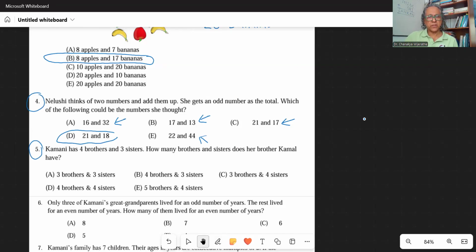Kamani has 4 brothers and 3 sisters. How many brothers and sisters does her brother Kamal have? Kamani's brother, Kamal, right? Kamal has 3 brothers, because we have to count Kamal also. Kamal is among the brothers. So 3 brothers, and now Kamani is not among the 3 sisters, so we have to add her. So that means 3 brothers and 4 sisters, right? That's the answer.